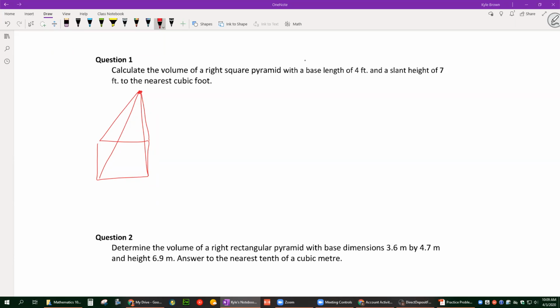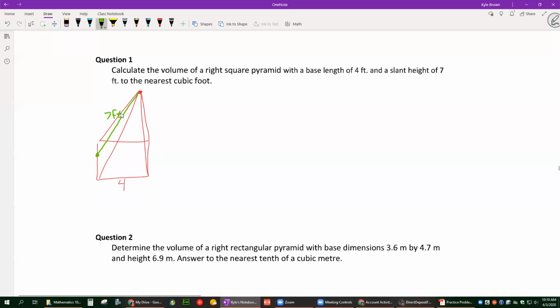All right, yeah. Okay, so the volume of a right square pyramid with a base of 4 feet and slant height of 7. It says we have a base length of 4 feet, so this is 4 feet. I'll just leave it as 4 for now. Now the slant height part might throw us a little bit off. It's the distance from here all the way up the face of that thing. It's saying that that is 7 feet.